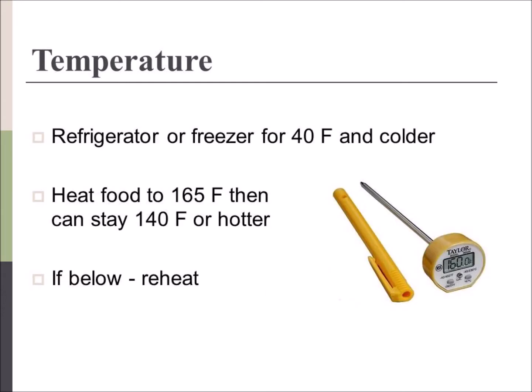The so-called temperature danger zone, the range of temperatures at which most bacteria thrive, extends from 41 to 140 degrees Fahrenheit. Your refrigerator or freezer will get you to 40 degrees and colder. Like on a buffet, you want hot food to stay at 140 or hotter, which is too hot for bacteria. As long as it's first heated to 165 degrees Fahrenheit, it's safe to hold hot food at 140 degrees. But if it dips below that, you have to reheat it.